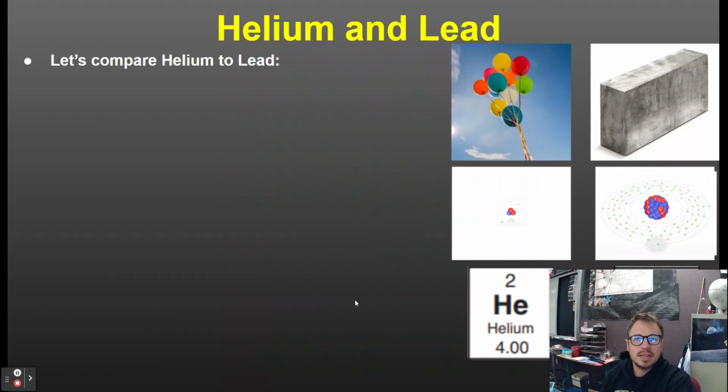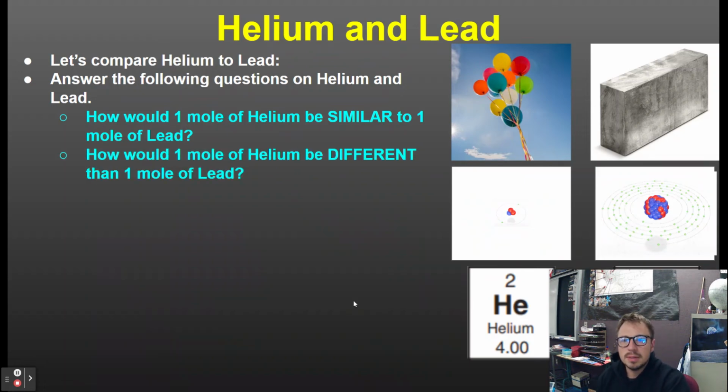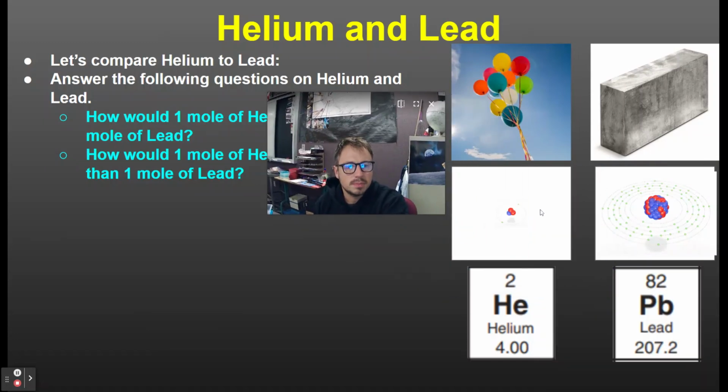So now let's take a look at helium and lead. How would 1 mole of helium be similar to 1 mole of lead? It's the same amount, the same number of atoms. How would it be different? Well, look at the helium atom. The helium atom is really small compared to the lead atom. The lead atom is one of our larger, stable atoms. It's very large. Well, the lead atom is like the elephants. The helium is like the donuts.